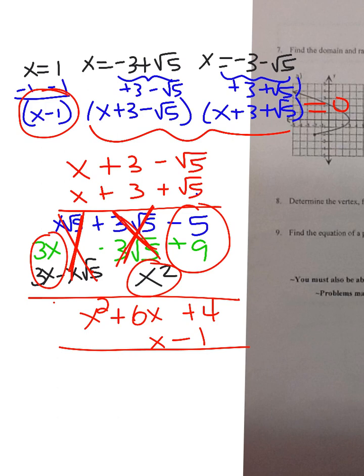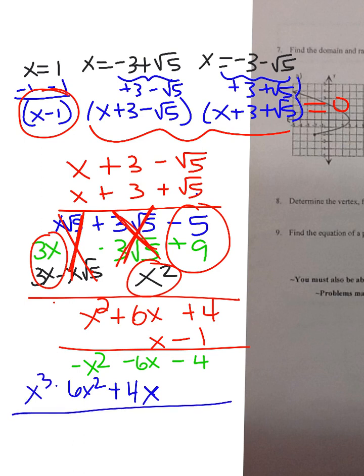Negative 1 times 4 is negative 4. Negative 1 times 6x is negative 6x. Negative 1 times x squared is negative x squared. x times 4 is 4x. x times 6x is 6x squared. And x times x squared is x cubed. Now let's add it straight down, and we get x cubed plus 4x squared minus 2x minus 4. Make sure you have equals 0, otherwise it'll be marked wrong.